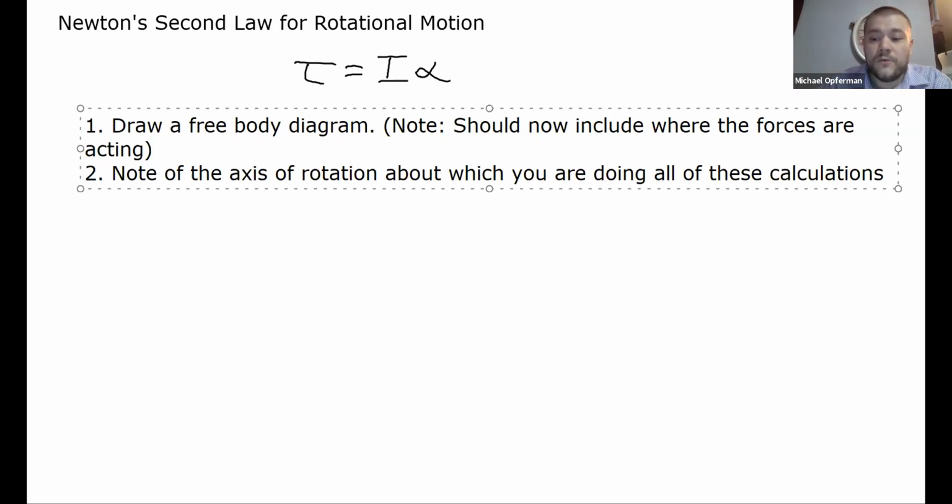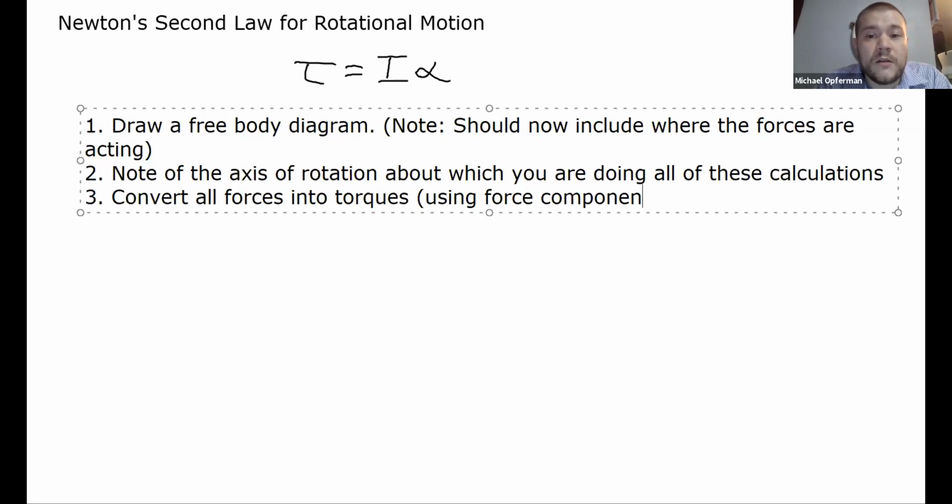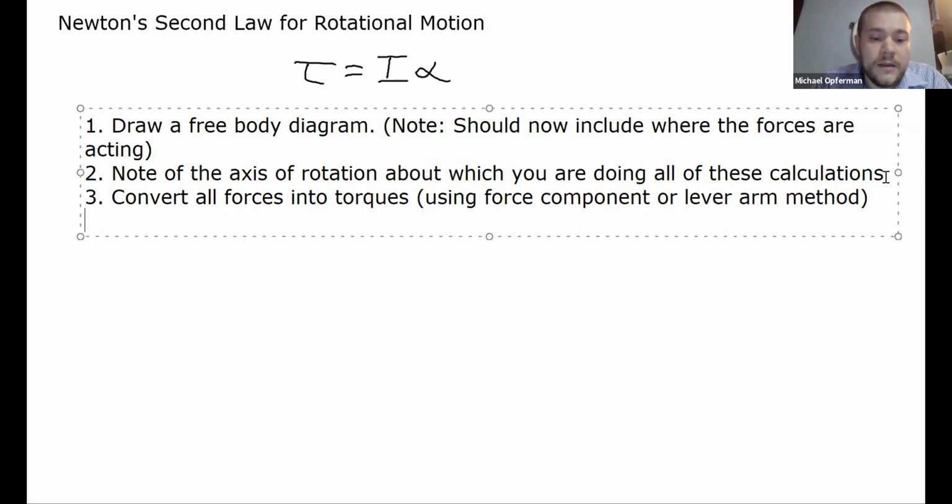The next thing we do, and this is something we didn't have to do in the old cases: normally what you're given in these problems is not the torques, normally what you're given is the forces. So the next thing you'll need to do is convert all of your forces into torques using the force component or lever arm method that were described in the last few videos. So then you've got a bunch of torques.